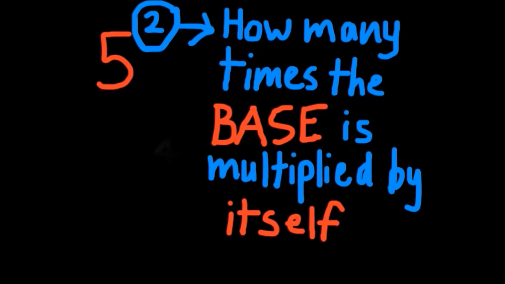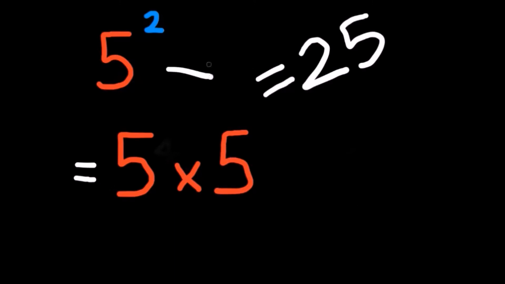Okay, so we've got 5 to the power of 2, so that means that it's going to be the base, which is 5. And we're going to multiply it by itself, well, twice, so it's just going to be 5 multiplied by 5. So both of these are exactly the same thing. Both of these equal 25.